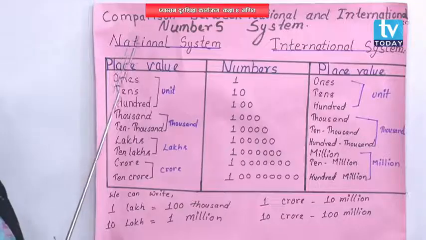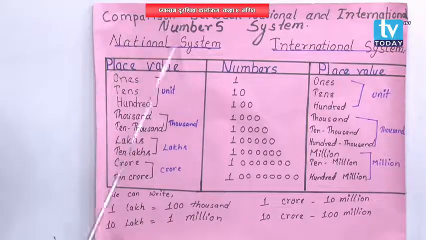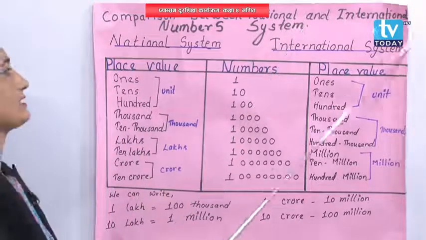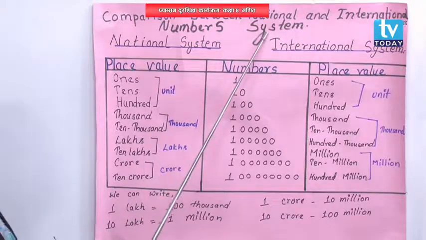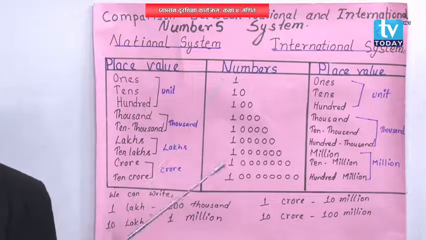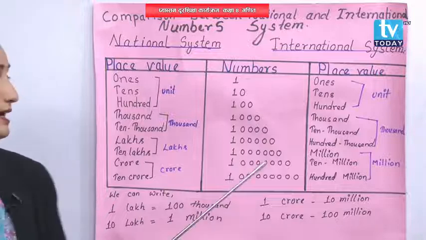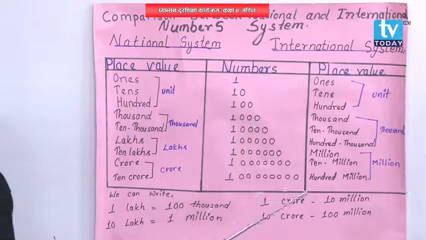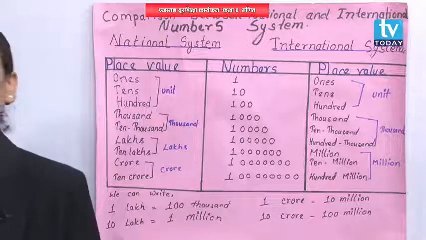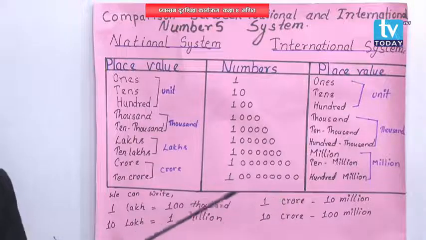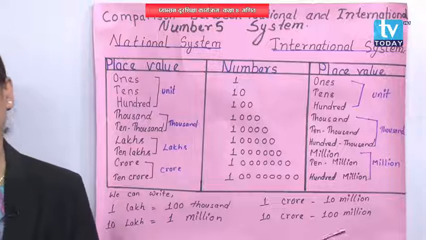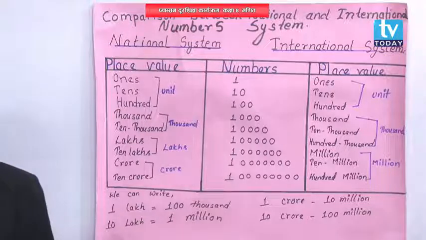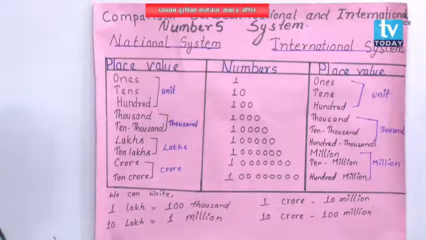Here it is written: comparison between national and international number system. We can say the national system is also the Hindu Arabic system, and there is the international system also. So what are the differences between the national system and the international system? Let's have a look. Are you ready? Let's make a box like mine in your notebook and be ready for writing.